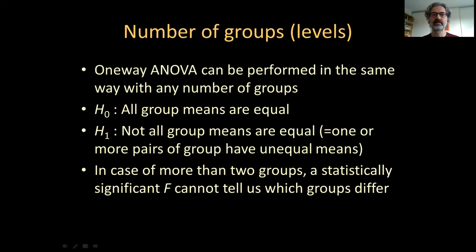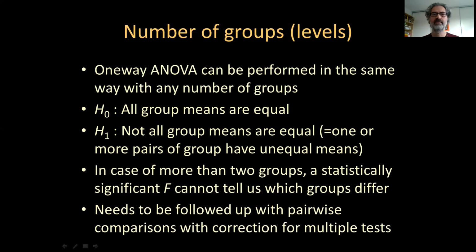If we get a statistically significant F, and if we need to know which groups differ from which other groups, we have to follow up with more analyses. We have to actually compare individual pairs of groups or individual pairs of means. So these are called pairwise comparisons. And if we do them after running the ANOVA on the basis of the significant result, then they're called post hoc comparisons. So after the fact, after having seen the statistically significant result.